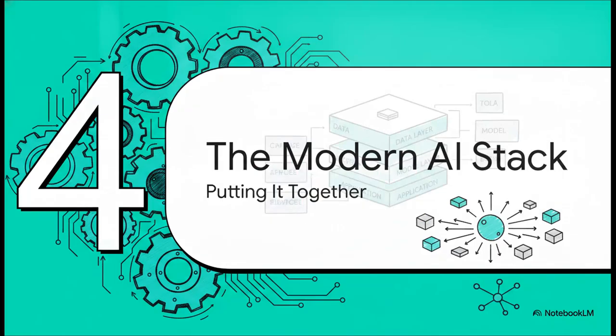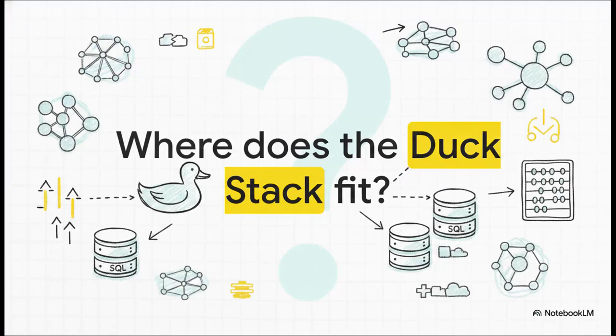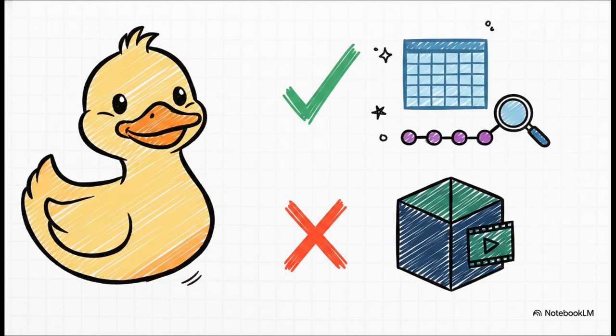All right, bringing it all together in section 4, the modern AI stack. So, with all this talk about highly specialized AI databases, you might be wondering, where exactly does our favorite analytical bird fit into all of this? Does a traditional SQL engine like DuckDB still actually have a place in this whole complex ecosystem? Oh, it absolutely does. An analytical engine like DuckDB flawlessly handles structured OLAP, tabular Parquet files, and even 1D vector similarity searches through extensions like VSS.